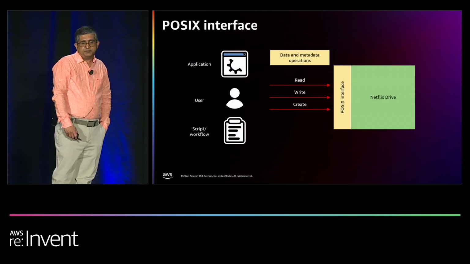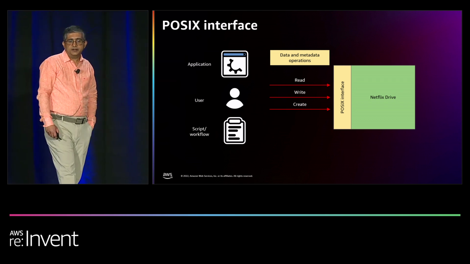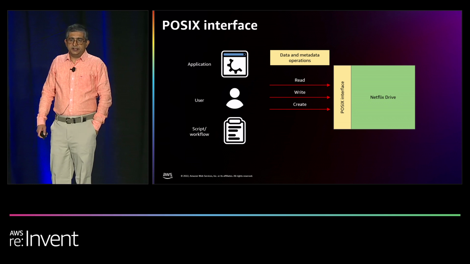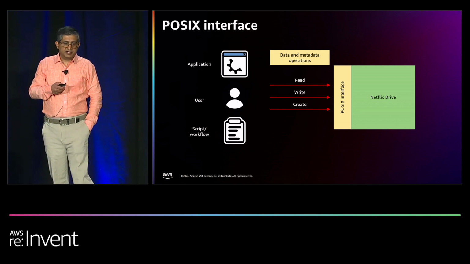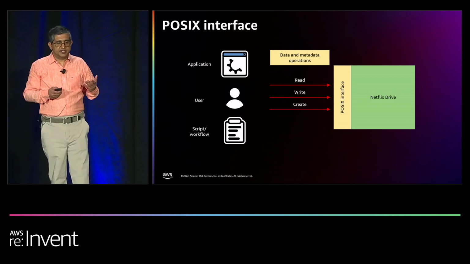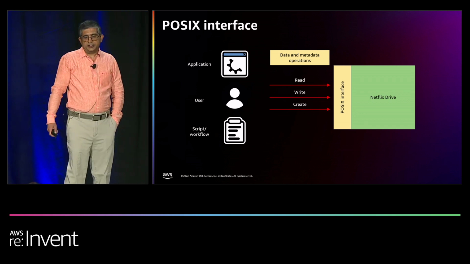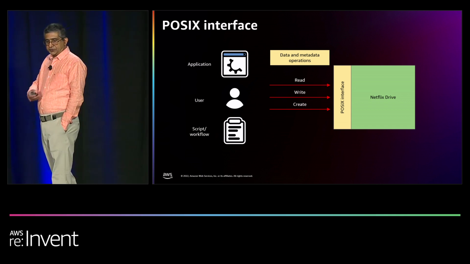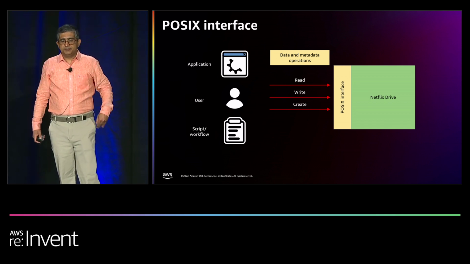So the POSIX interface is pretty standard. All the file system calls, read, write, create, open, close, delete, either initiated by user actions explicitly or indirectly through applications opening files, working on them, saving them. Or it could be some agents or workflow tools that operate on these files. So all of those go through the POSIX interface. This will be on the workstations, let's say.